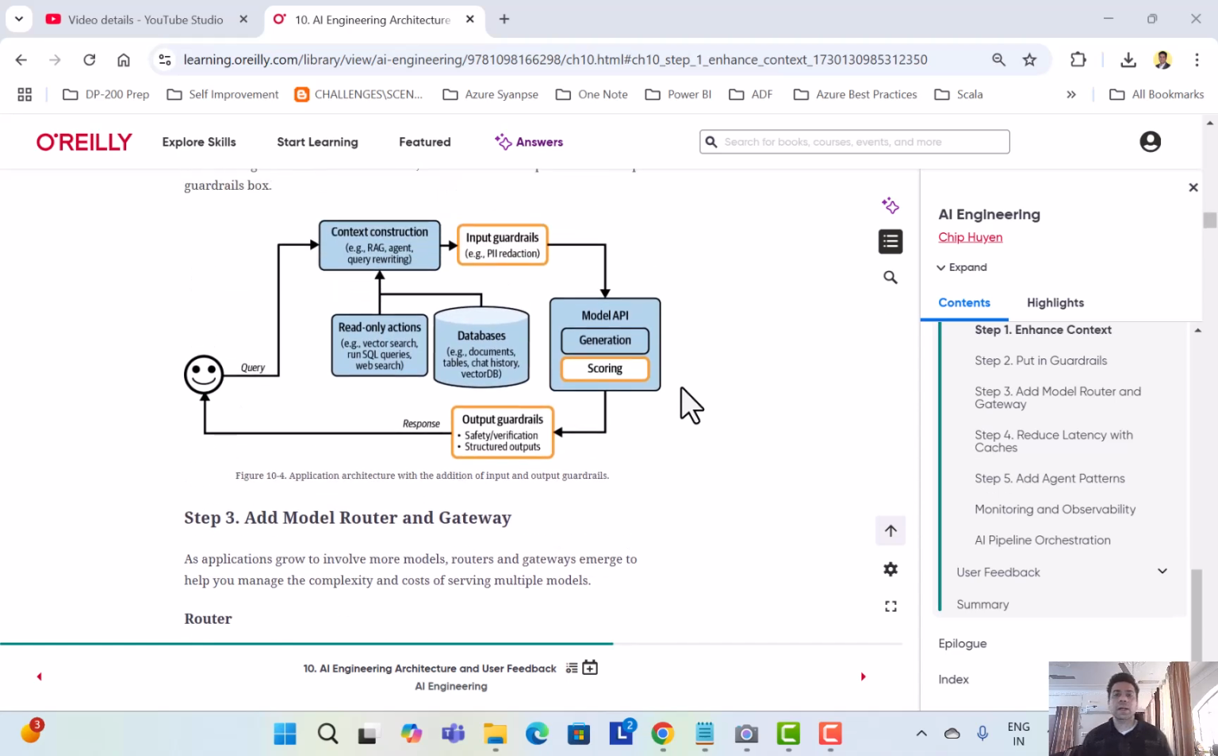And not only that, in some cases, you might get a false answer, or you might not get an answer. That is why you will have the output guardrails in place.